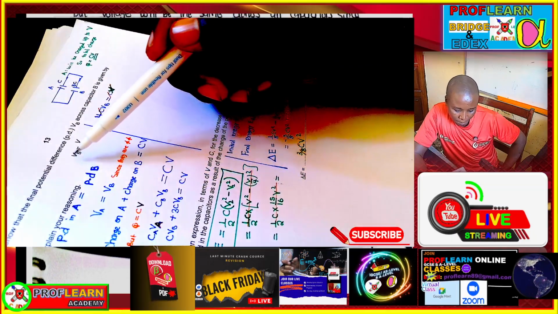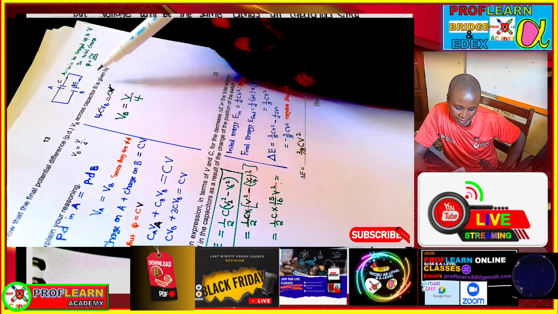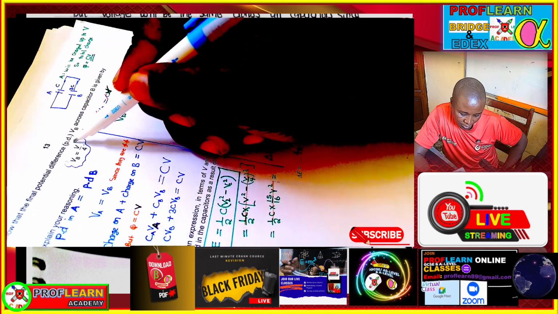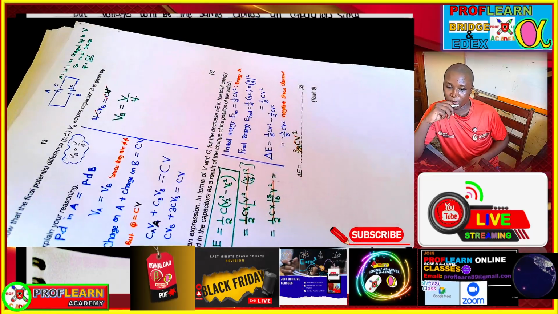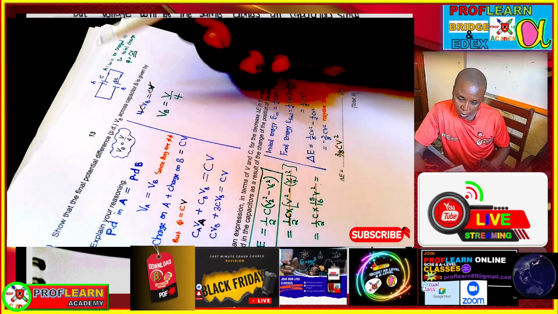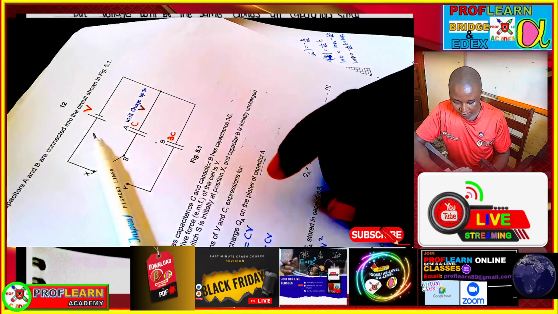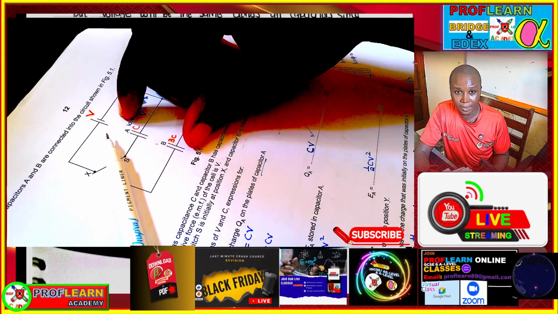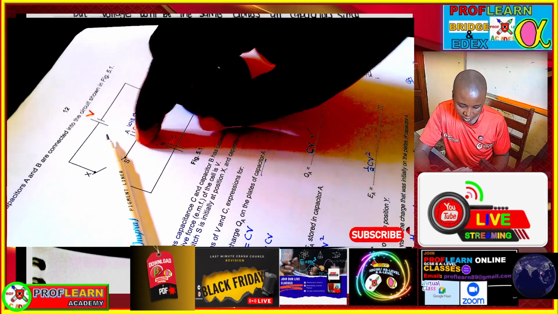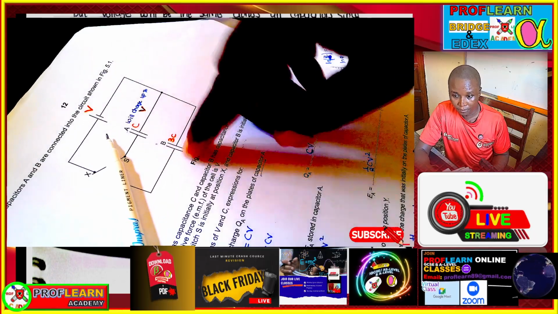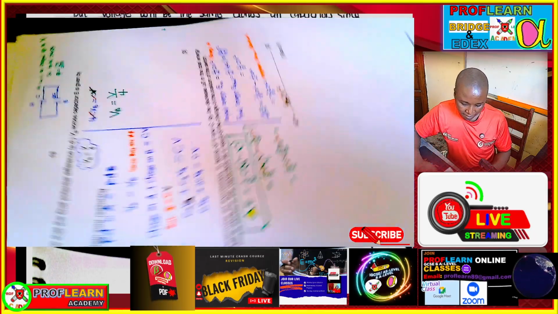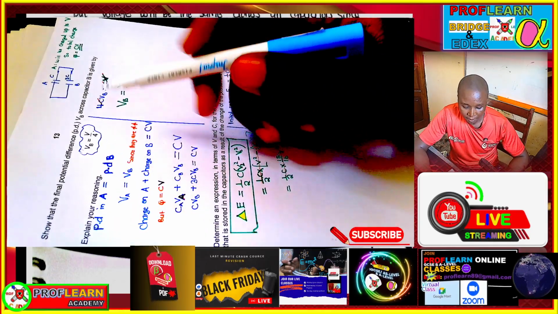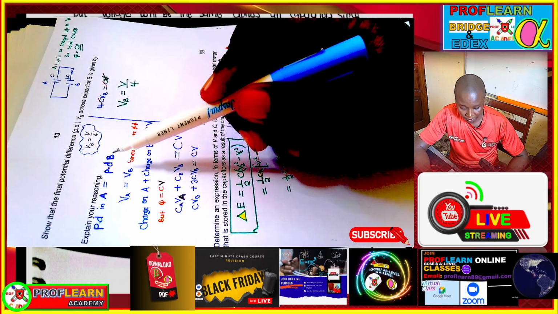Show that the final PD across capacitor B is going to be given by this formula that we are having here. Show that. So remember, when this is closed here, it means we are going to have two capacitors which are parallel, and charge is going to flow from this one to this one. Now, the first thing that we need to remember: when they are in equilibrium, PD in A is going to be PD in B.